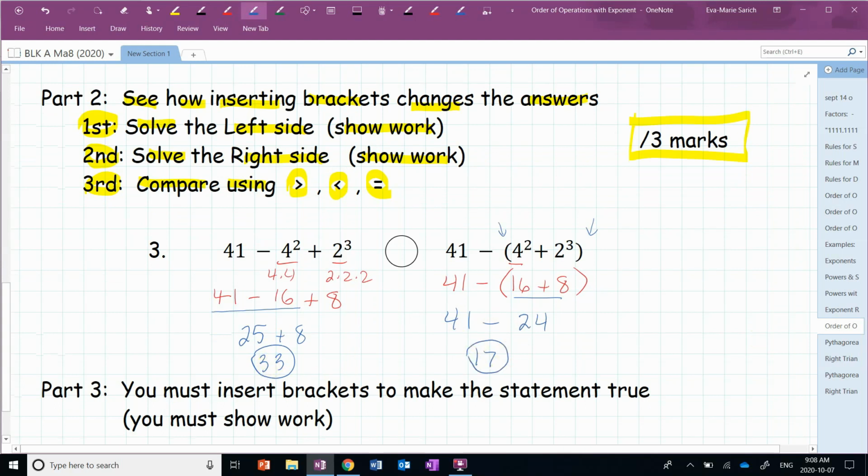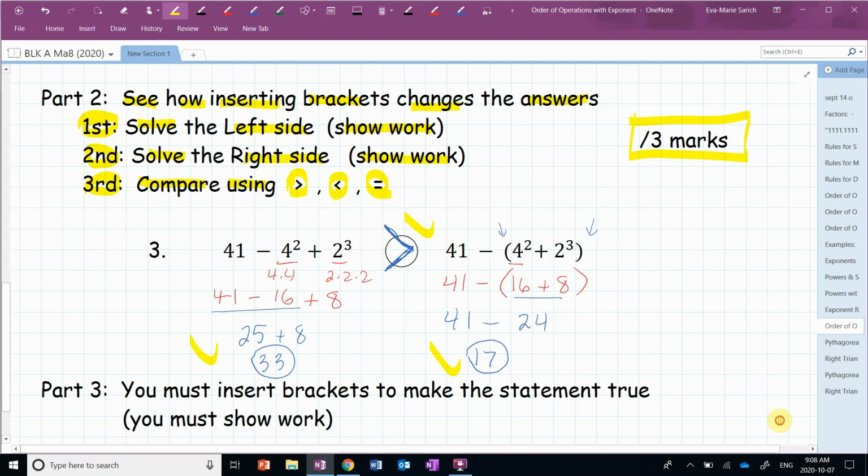The left side was 33, the right side was 17. Now we need to compare them. So 33 is bigger than 17, and I think you remember from elementary school that the greater than and less than symbols are used where the alligator eats the bigger number. So this is like an alligator's mouth, and it needs to be open towards the bigger number. So that's a greater than symbol. If we read this from left to right, 33 is greater than 17. You're going to have 1 mark for the left, 1 mark for the right, and 1 for the right comparison.